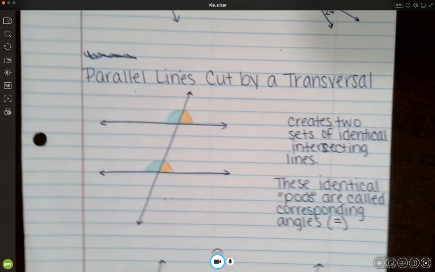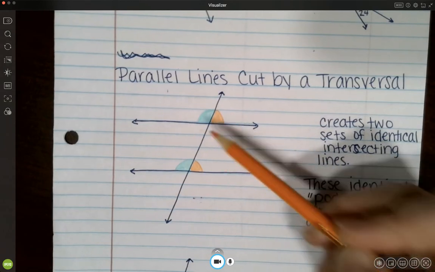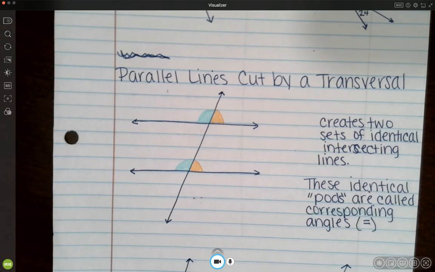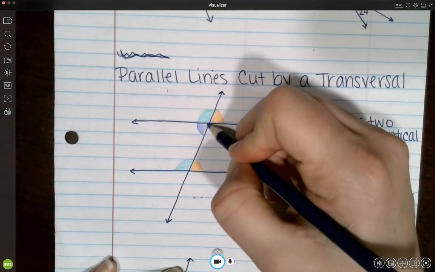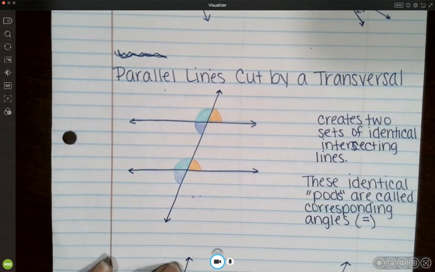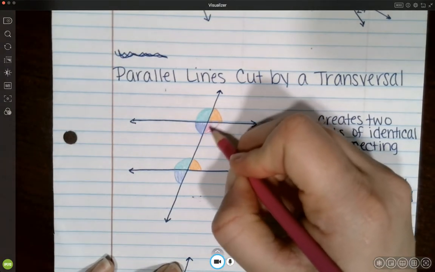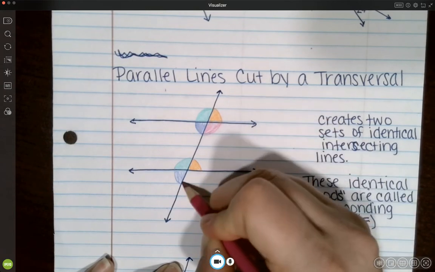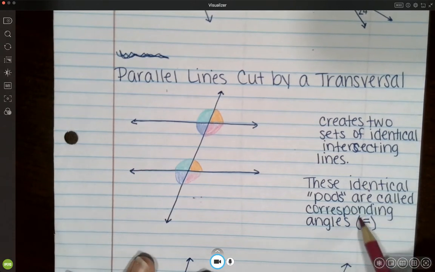Now, we just learned I could color this one orange as well because these are angles that are across from each other. They're vertical angles. But for the purpose of corresponding, we need each color to be different. So this bottom left-hand corner would correspond to this bottom left-hand corner, and this bottom right-hand corner would correspond to this bottom right-hand corner. Again, corresponding angles are equal.